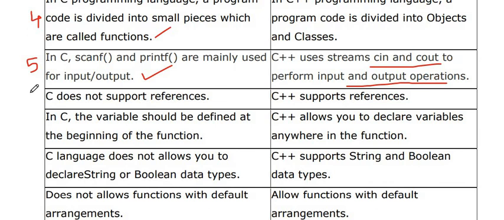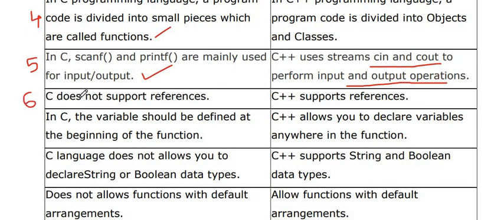Now let us see the sixth difference. Under the C language, C does not support references. Under the C++, C++ supports references.